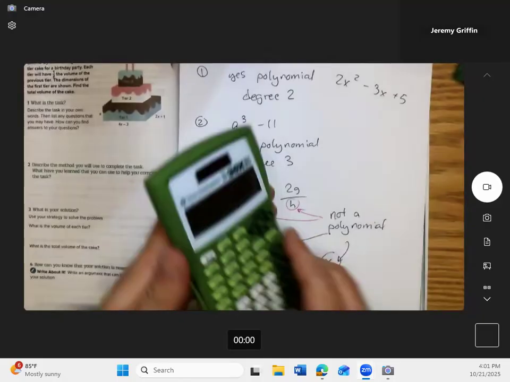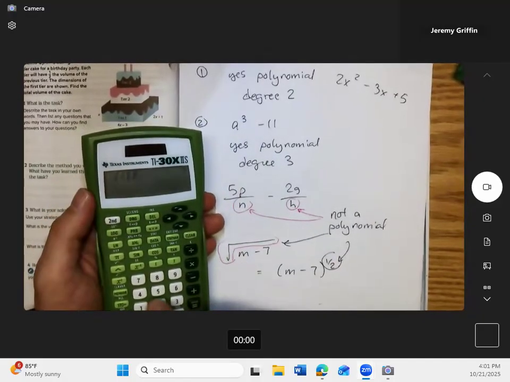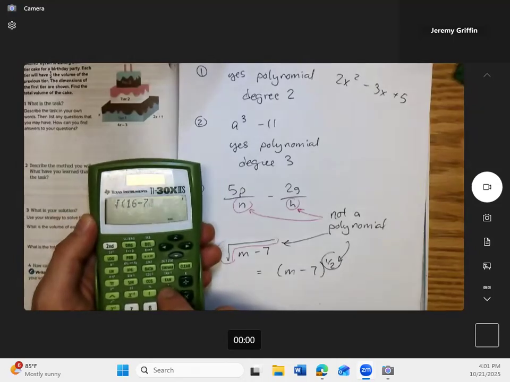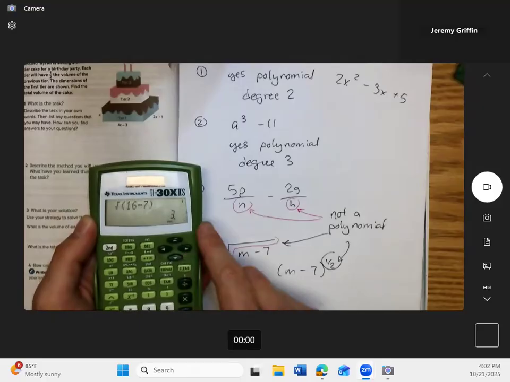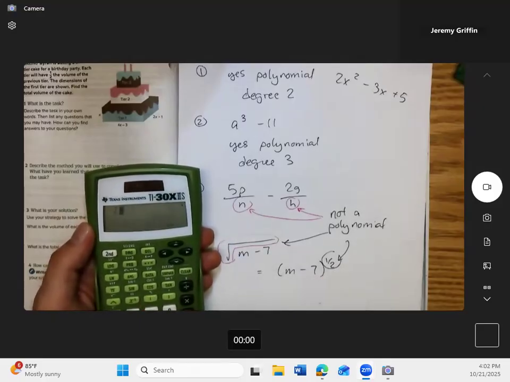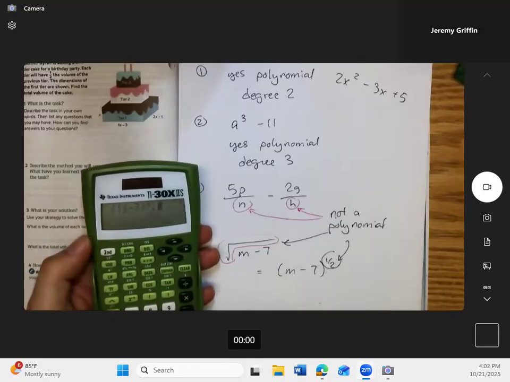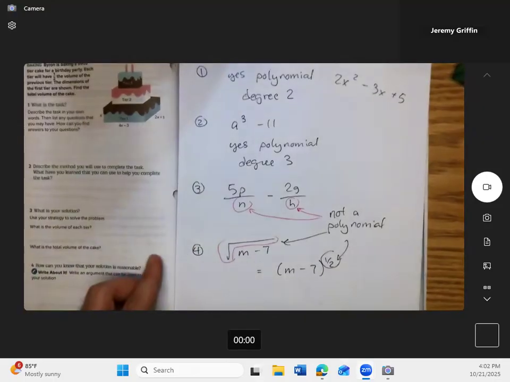Let me show you guys that's true. What if I plug in, let's say 16? What's the square root of 16 minus 7? 16 minus 7 is 9. So square root of 9 is 3. So you get 3. What if I do a 1/2 power? What if I do 16 minus 7 to the power of 0.5? Hey, it's the same thing. But still not a polynomial.